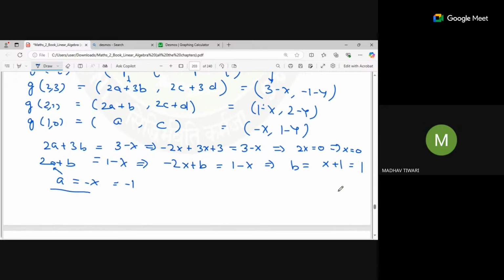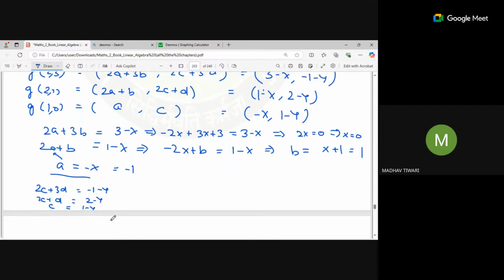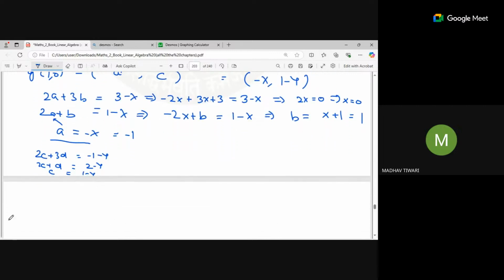Now let's take the second components of these parts, this one and this one. Okay, so this is 2c plus 3d is equal to -1 minus y. Next is 2c plus d, that is equal to 2 minus y. And next is c is equal to 1 minus y. Okay, from here we can find out c is nothing but 1 minus y, right? Already given. So I can put the c value in this second equation.